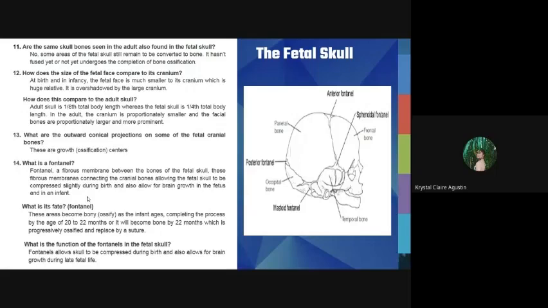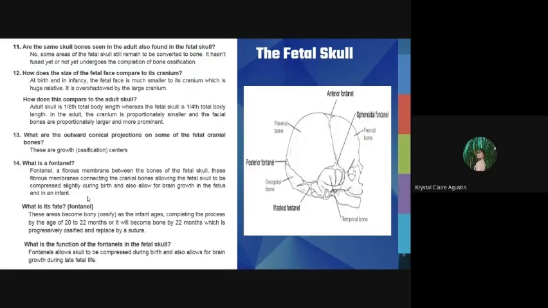So what is the fate of the fontanelle? Its fate is that these areas become bony, or ossify, as the infant ages, completing the process by the age of 20 to 22 months. So it will become bone by the end of 22 months, progressively ossified and replaced by a suture. So it will now undergo completion of bone ossification. Lastly, what is the function of the fontanelles in the fetal skull? Fontanelles allow the skull to be compressed during birth and also allow for brain growth during late fetal life.